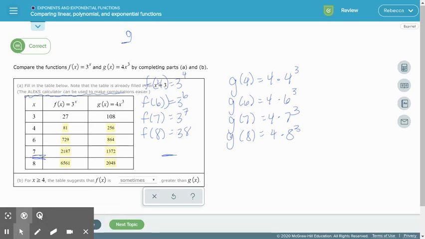So when you're comparing these functions, again, you're just going to be plugging in the x values from your table into your functions and then comparing f of x and g of x, and you're just going to read in part B where you are going to be comparing. Know that it can be always, sometimes, or never, greater or less than. So just have to compare the values to each other.